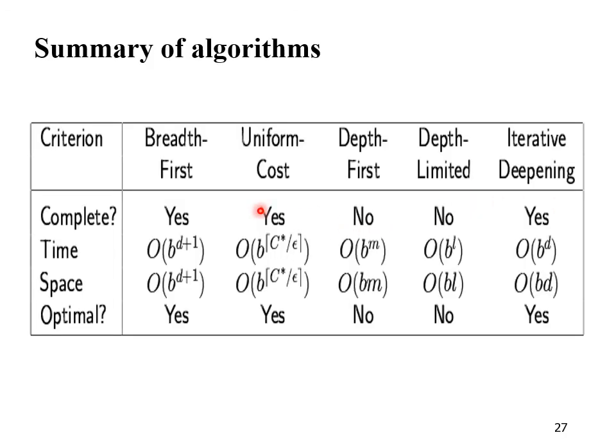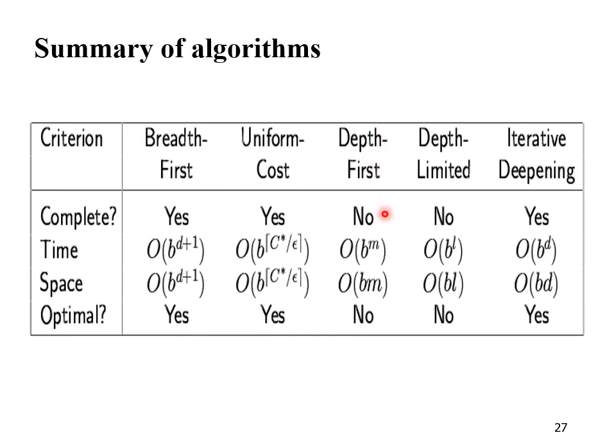So this is the summary of the algorithms on the basis of the performance criteria: complete, time, space and optimal. When we talk of breadth first search, is it complete? Its time complexity is order of b to the power d plus 1, its space complexity is order of b to the power d plus 1, and it's optimal. Uniform cost search also provides a solution if it exists, its time complexity is order of b to the power C upon epsilon, space complexity is also the same, and it's optimal.